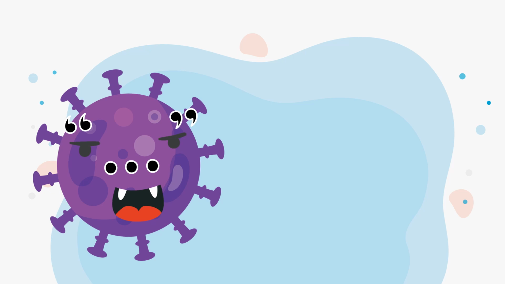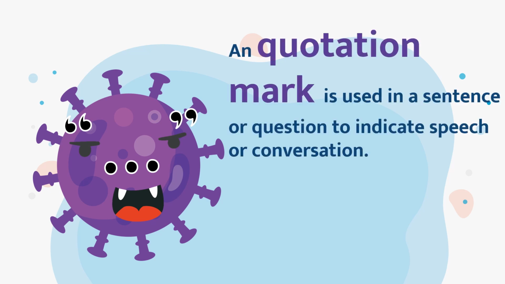Then we have the, what's this? And quotation mark. So a quotation mark is used in a sentence or question to indicate speech or conversation. Okay, so let's say you're going to write about a conversation. You have to make sure you put in quotation marks before the sentence and after the sentence of the speech. Okay, I'll give you an example.